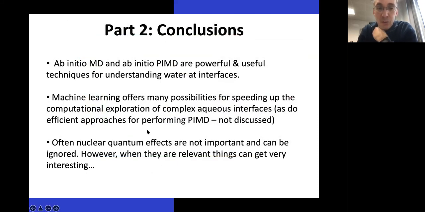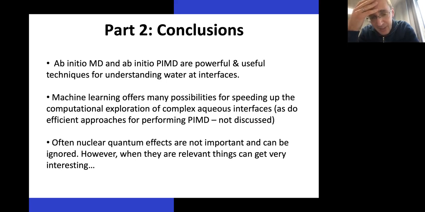So that's all I want to say. I will wrap things up there. In this second half, again, I've tried to provide just a basic introductory level overview of what can be done with ab initio MD and ab initio PIMD. These really are powerful and useful techniques, and they can be used. I've shown examples of water at surfaces, hydrogen at surfaces, but these are general purpose techniques.